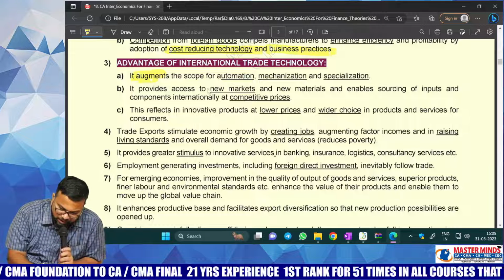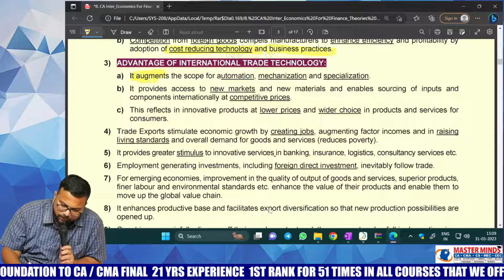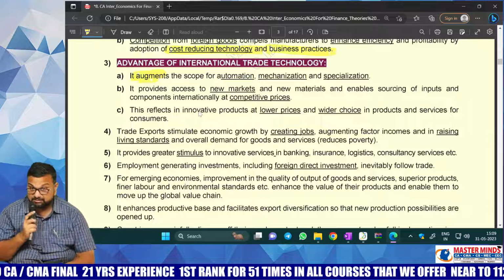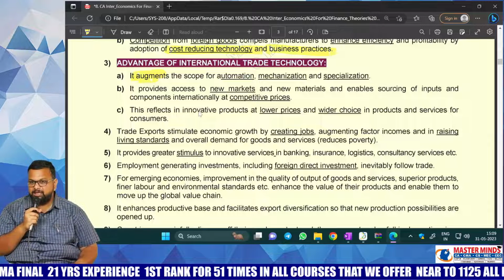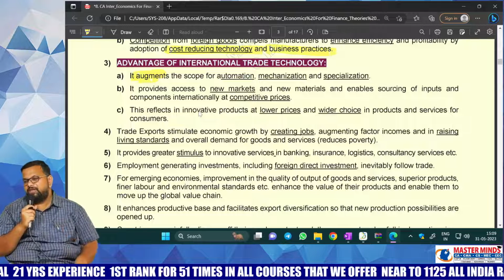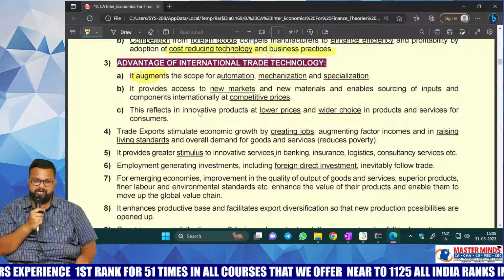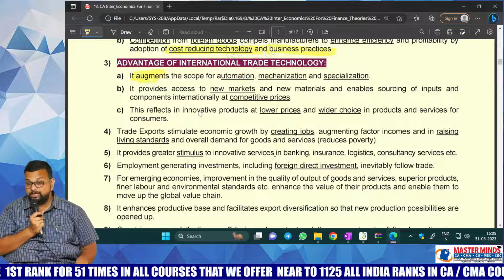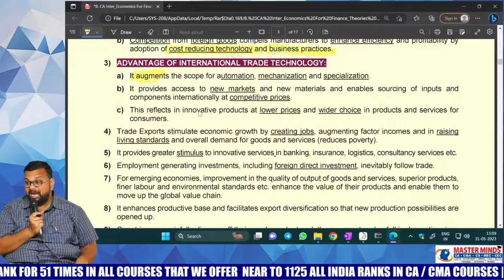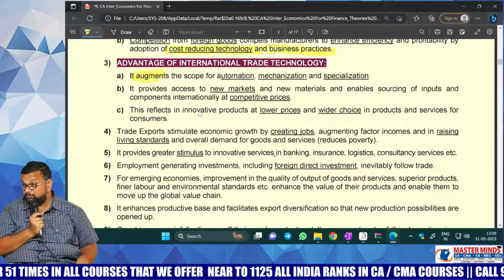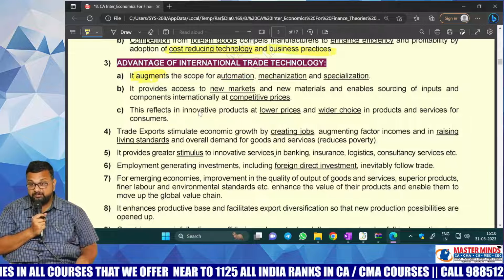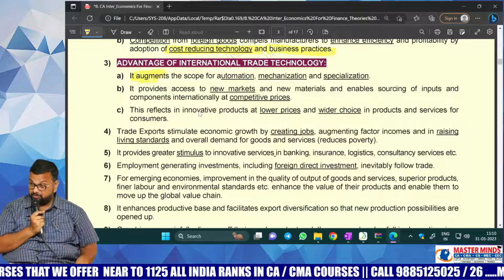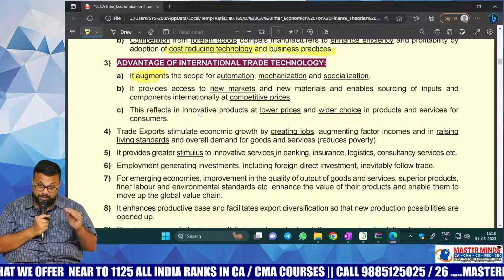Because of international trade, we can procure materials at lower prices. We can procure raw material at a lower price. Just imagine if there was no international trade, it would be very difficult for India to get oil from other countries, because India does not have any oil of its own. We import 80% of oil from abroad. Just because of international trade, we are able to import oil from different countries at competitive prices. If there was no international trade, the situation would be completely different.